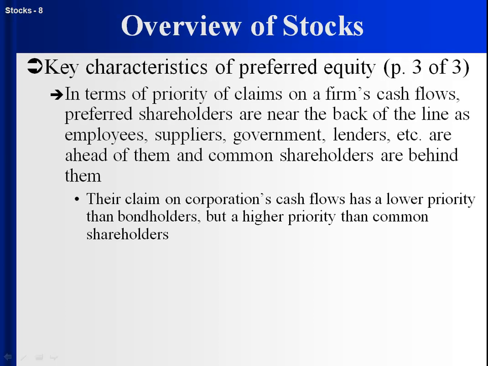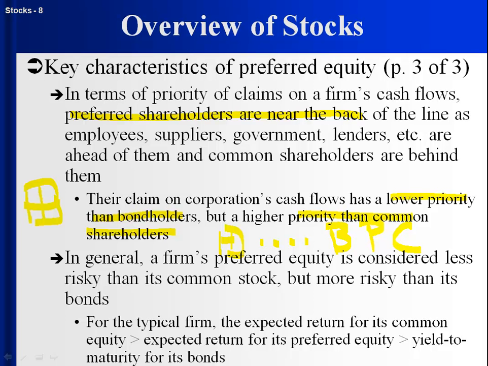Priority of claims. So we have our line out the door, or at the window of the firm, and in the front you've got the employees and the suppliers, and then you get your investors. And who's at the front? The front one is the bondholders, and the preferred shareholders are near the back of the line. So they have a lower priority than the bondholders and a higher priority than common shareholders. So here's the window, here's all those other people, then you get to the investors: the bondholders, the preferred shareholders, and then the common shareholders.